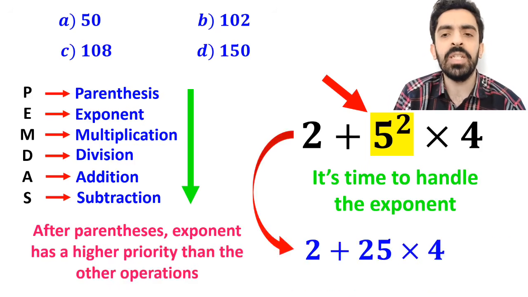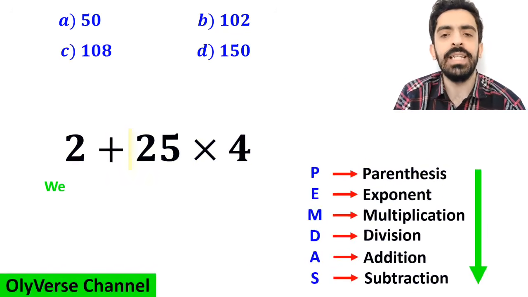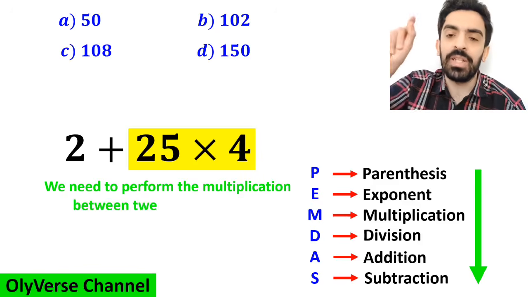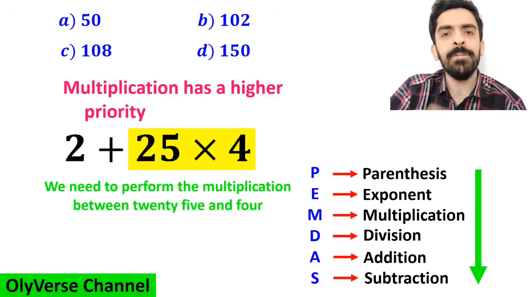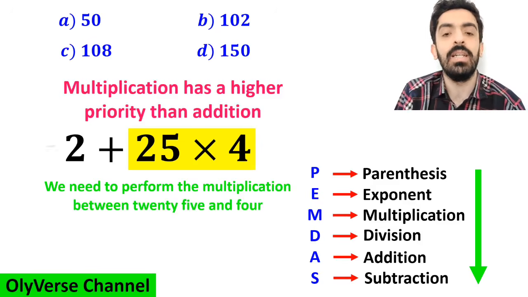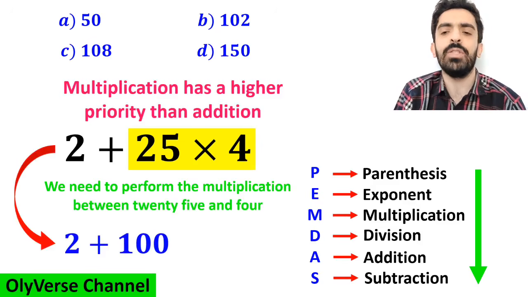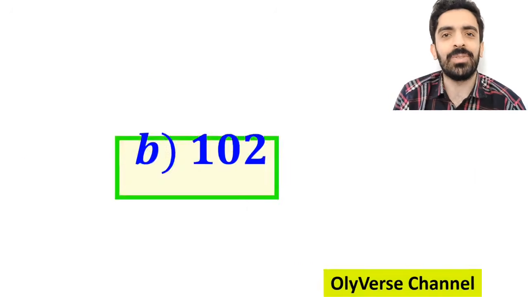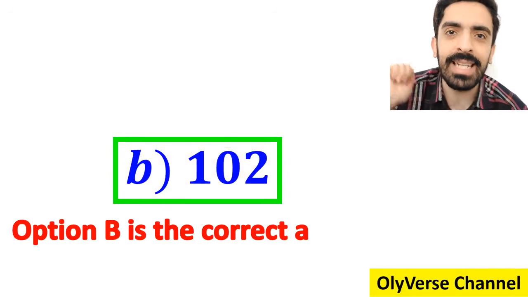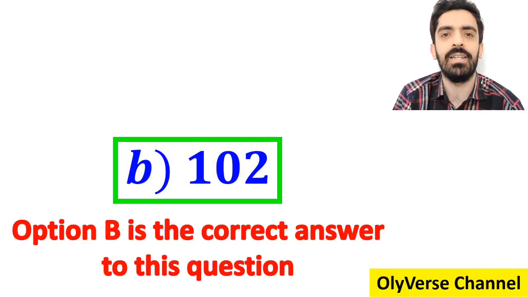So, we rewrite this expression as 2 plus 25, then times 4. Finally, we need to perform the multiplication between 25 and 4, because multiplication has a higher priority than addition. So, this expression simplifies to 2 plus 100, which ultimately gives us the answer 102. That's great. Option B is the correct answer to this question.